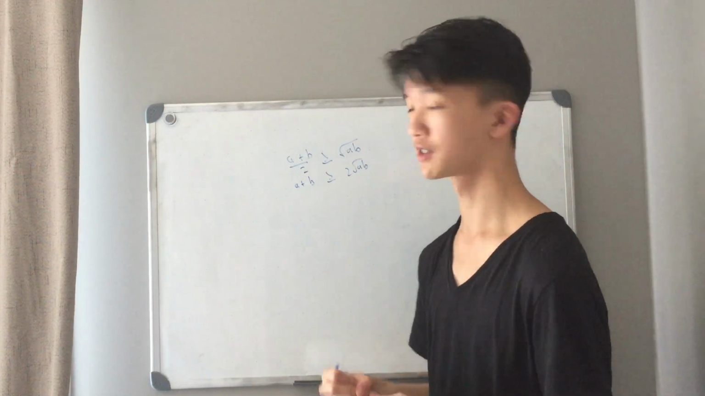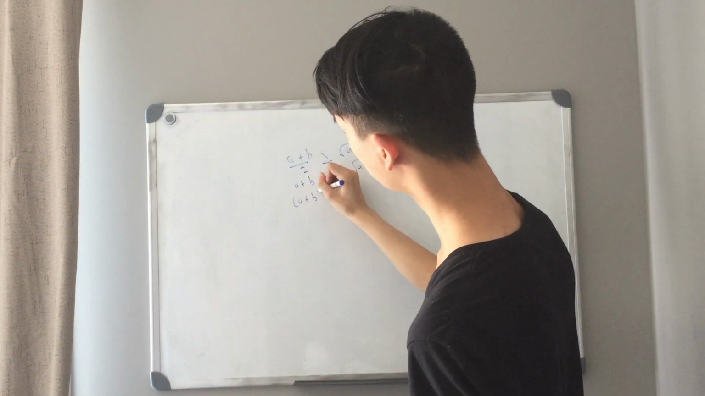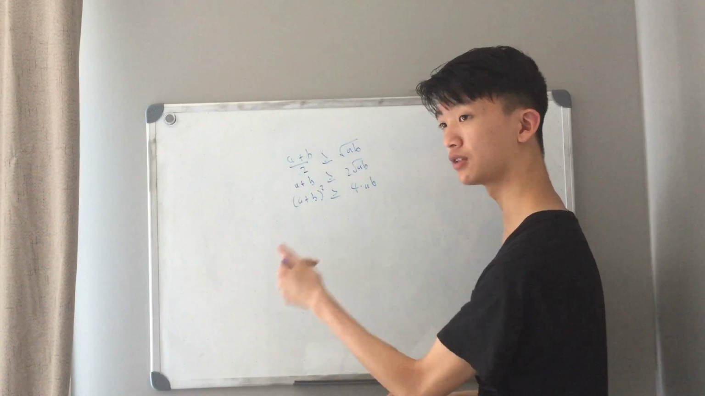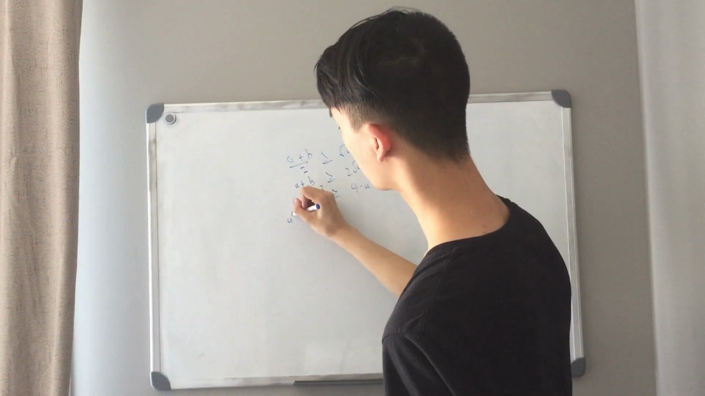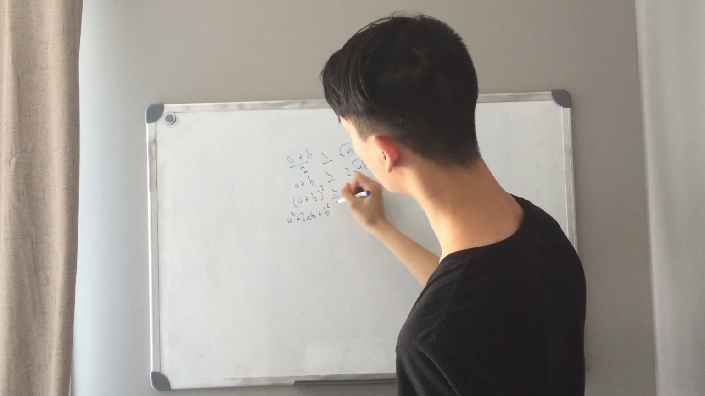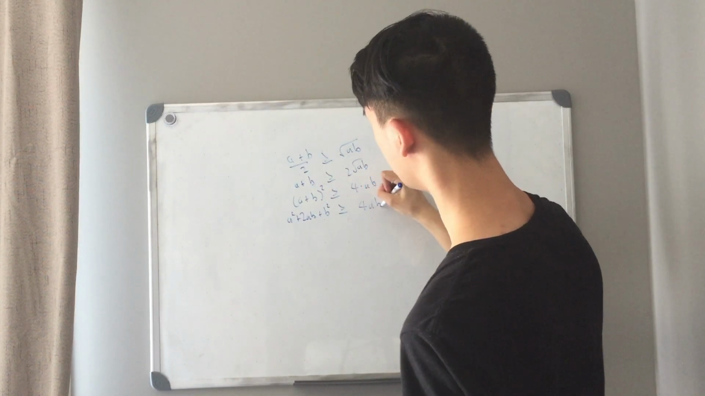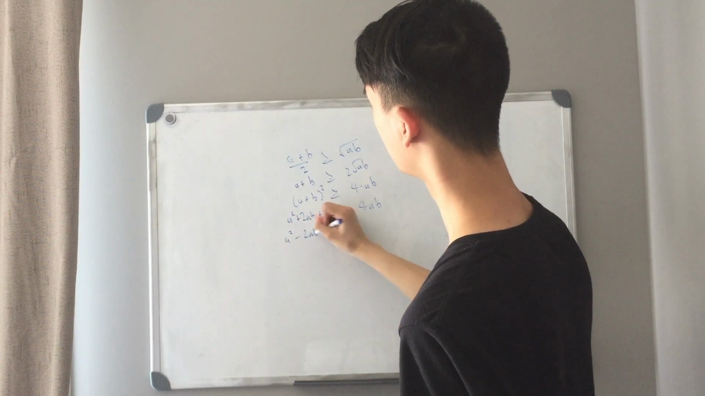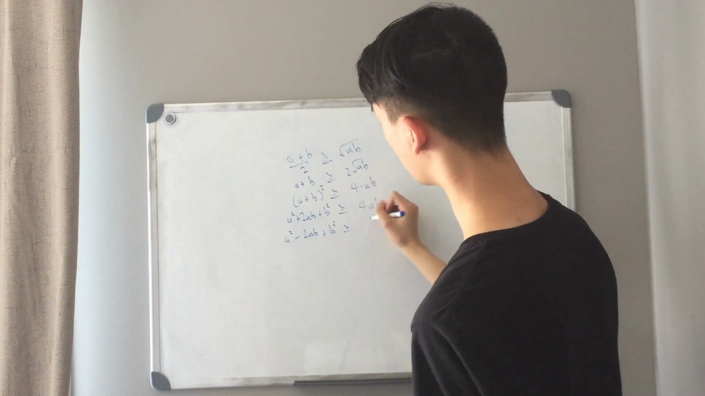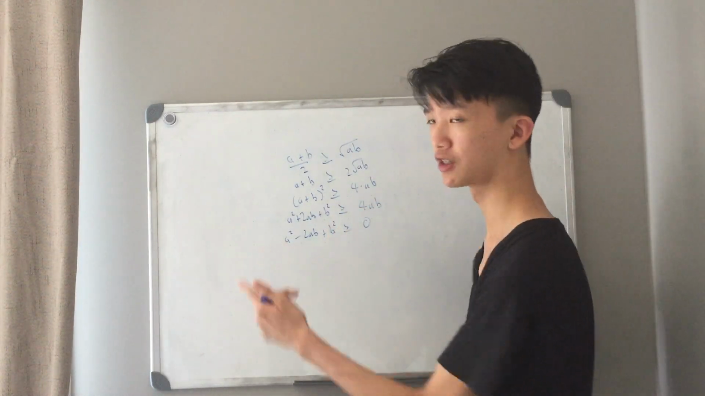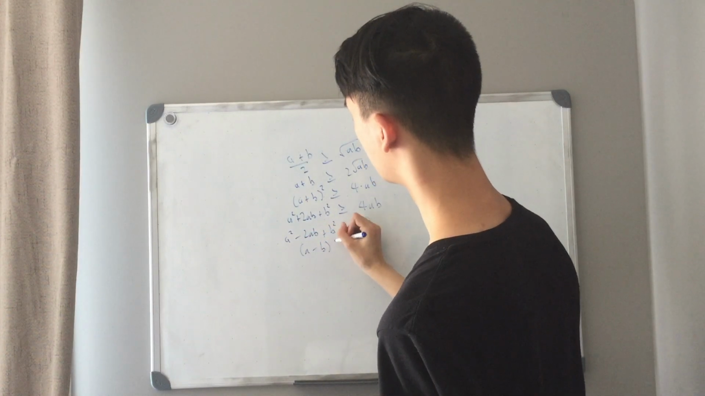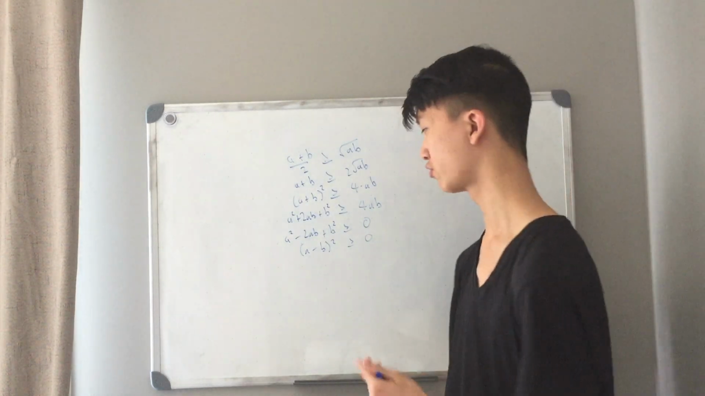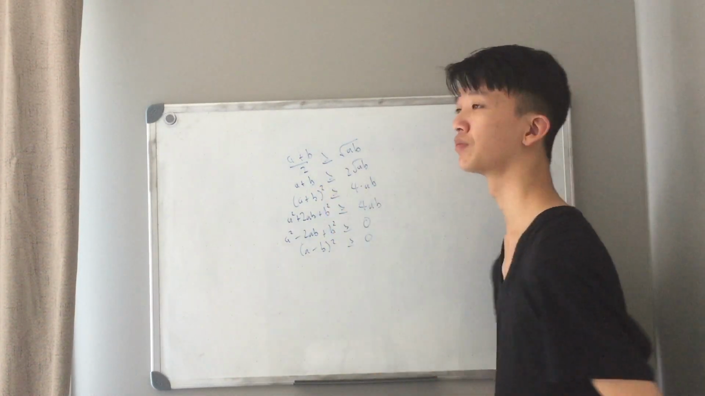Then we're going to square both sides to get (a + b)² is greater than or equal to 4 times ab. Then we can expand this square to get a² + 2ab + b² is greater than or equal to 4ab. Then we can move this to the other side to get a² - 2ab + b² is greater than or equal to 0. Then this factors into (a - b)² is greater than or equal to 0. And since every real square must be greater than or equal to 0, the statement has been proven.